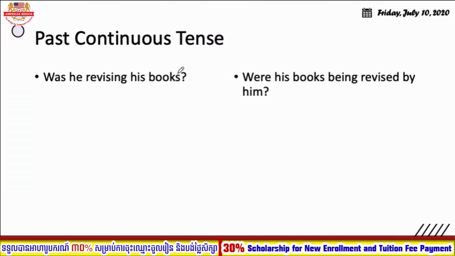Here is another, past continuous tense in the question form. Was he revising his book? So as you can see, his book is the object, and then it becomes the subject. So the subject, his book, which is a noun, we need to use a verb. Were his book being revised by him? So as you notice, the word being is always present in the continuous tense.